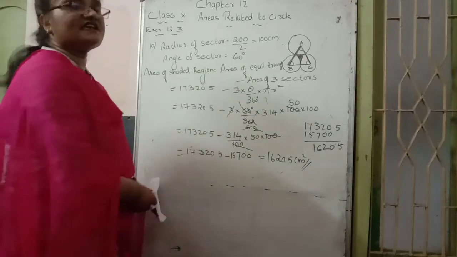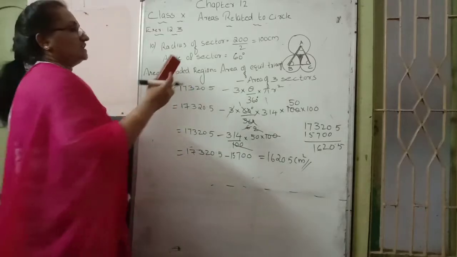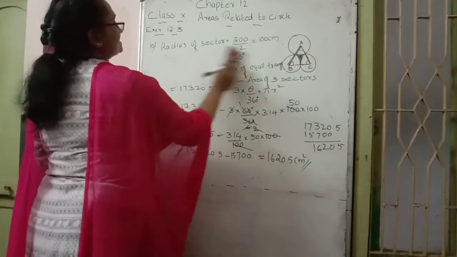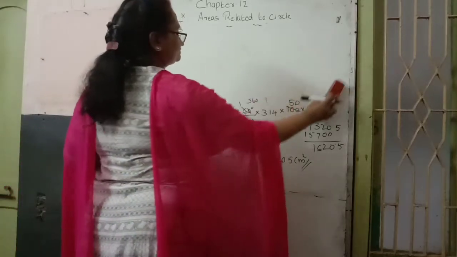I hope you can understand this one. Area of shaded region becomes this one. This is our 10th question. Next we go through another question, one more question.